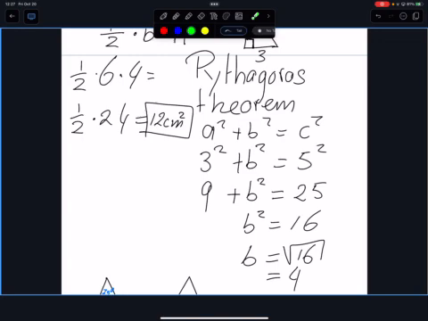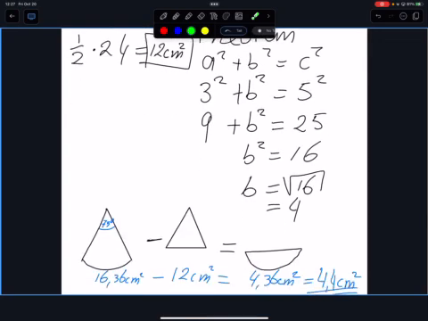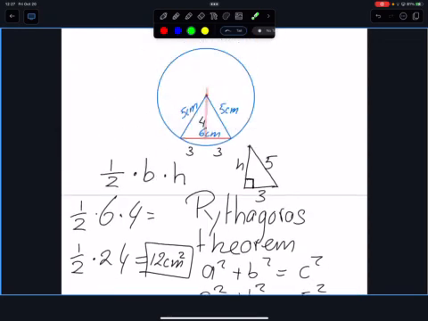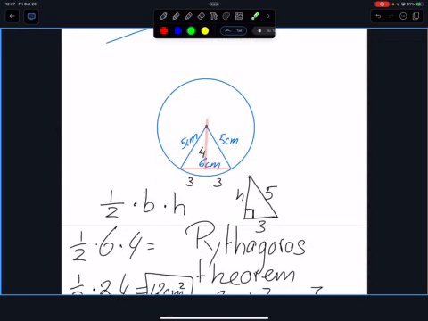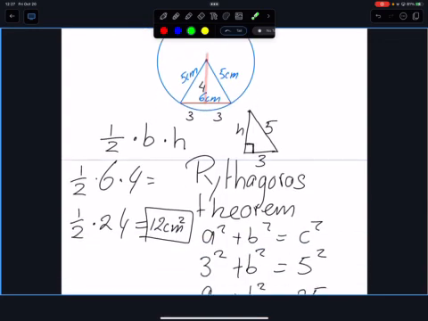That number is 16. If something squared equals another number, which is 16, how do I get to that number? You square root that number, which is 4. Square root of 16 is 4. That means the height of that triangle is 4. Going back to the original formula for the area, a half times 6 times 4, answer 12 centimeters squared.